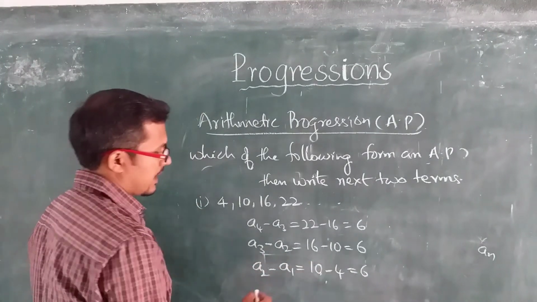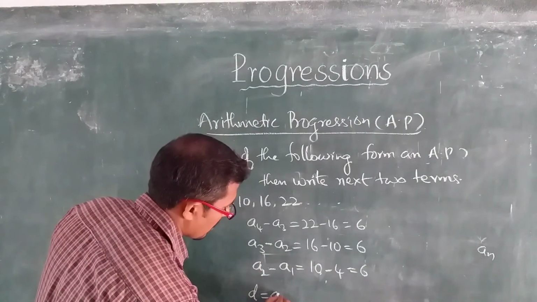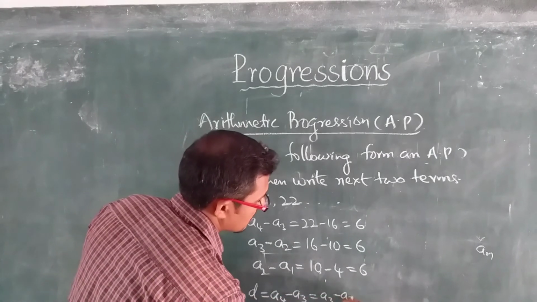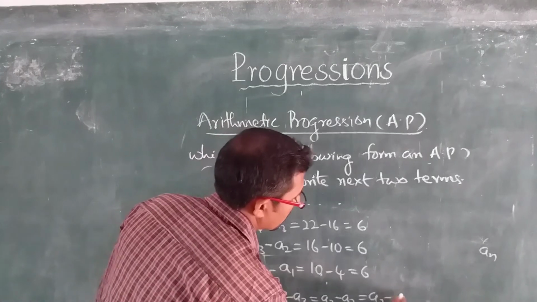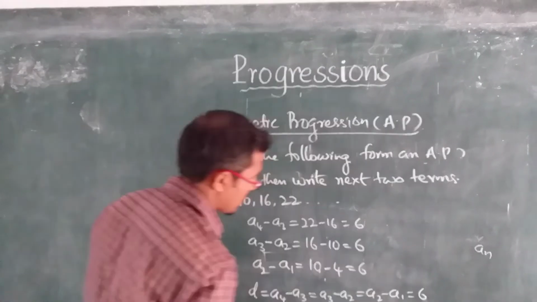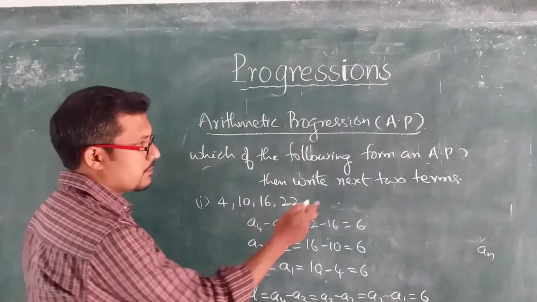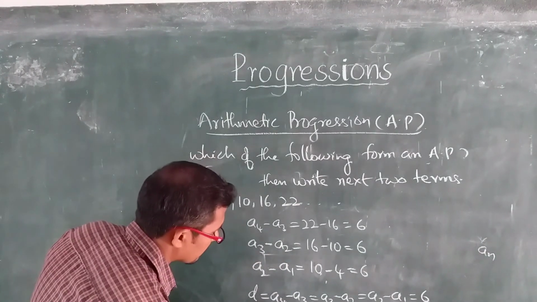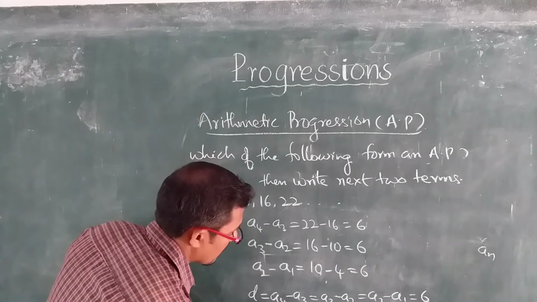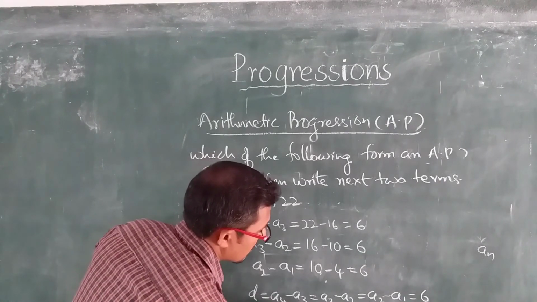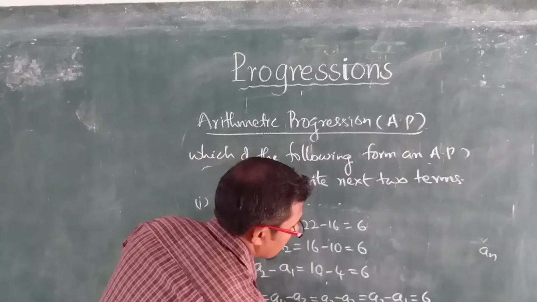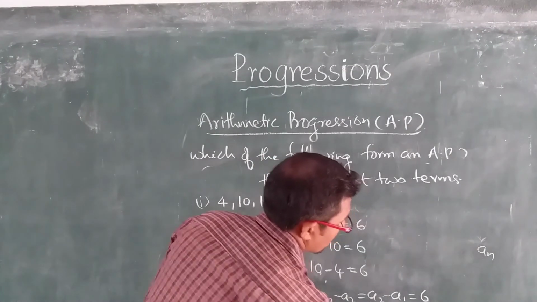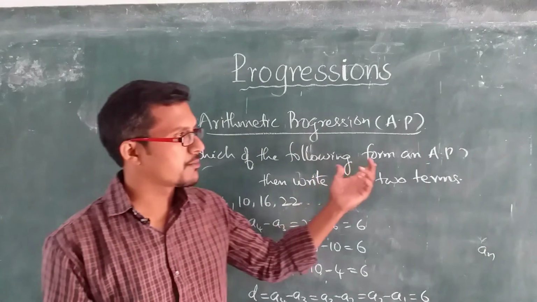So we can write like this: D is equal to A4 minus A3, is equal to A3 minus A2, is equal to A2 minus A1, is equal to 6. Therefore the given progression is in AP. We can write like this: the given progression is in AP. So this is how we can solve the questions.